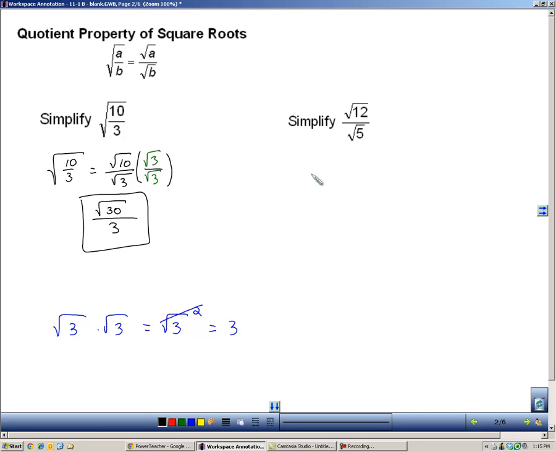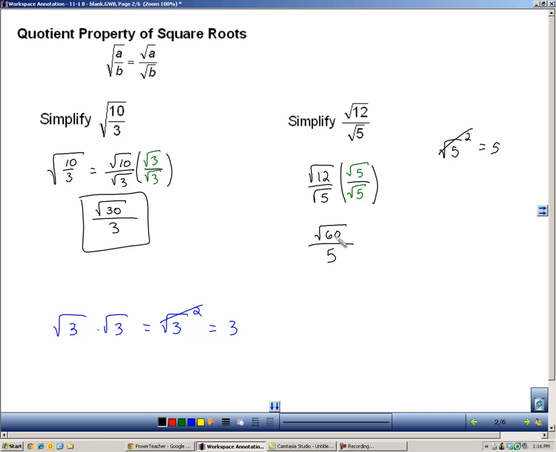I'll come over here to this one, root 12 over root 5. I cannot have that square root in the bottom, so I've got to think of what I'm going to multiply by to get rid of the square root of 5. Well, hopefully you've learned from over here, you multiply by the same exact square root. And we have to do the bottom and the top. So here we end up with the square root of 60. 12 times 5 is 60. Over square root of 5 times the square root of 5, which is really the square root of 5 squared, which simplifies to just be a 5.